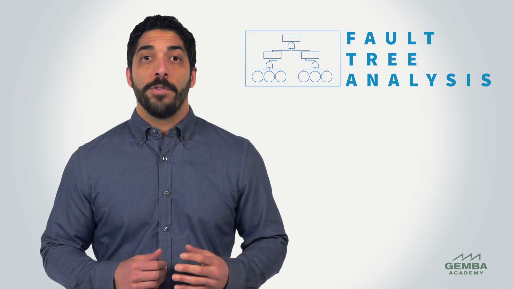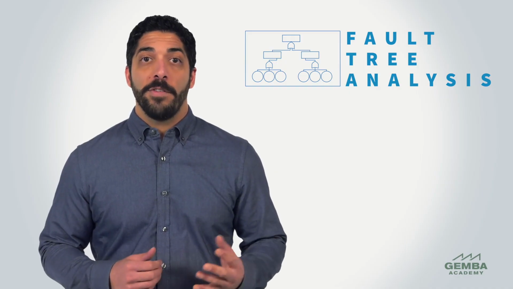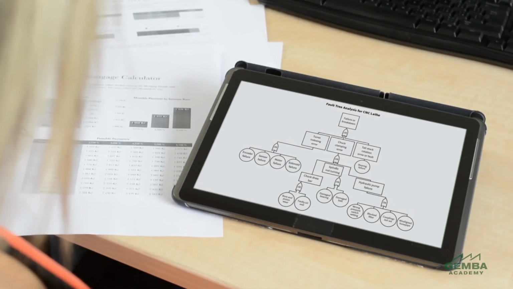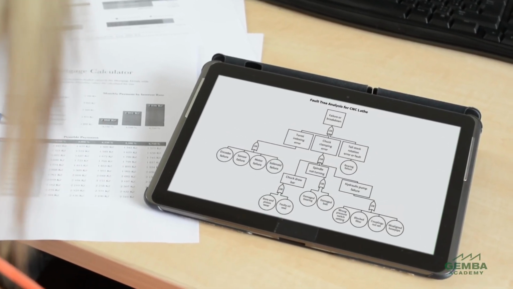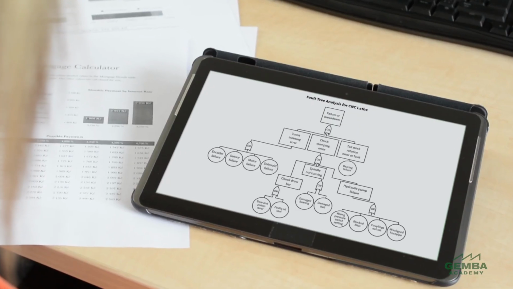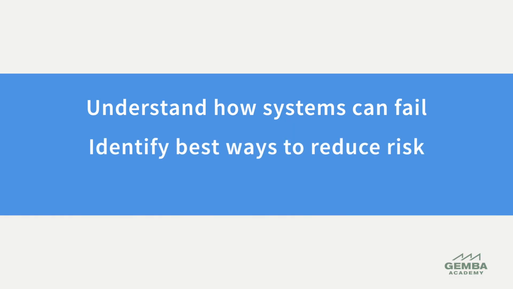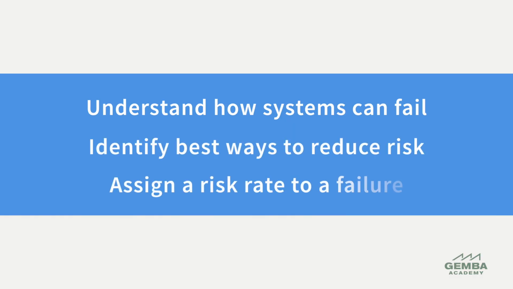Fault tree analysis is a top-down deductive approach to understanding how a series of lower-level events can combine to result in an undesired event such as an accident or an equipment failure. By creating a diagram using a set of symbols, quantifying risk, and following formal logic, a fault tree analysis helps us to understand how specific systems can fail, identify the best way to reduce risk, and assign a risk rate or probability to a failure.